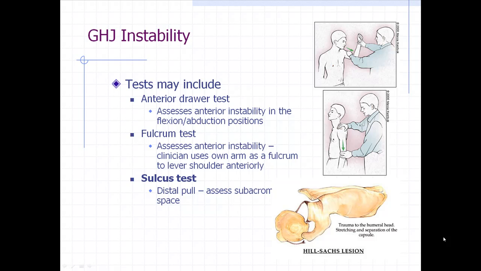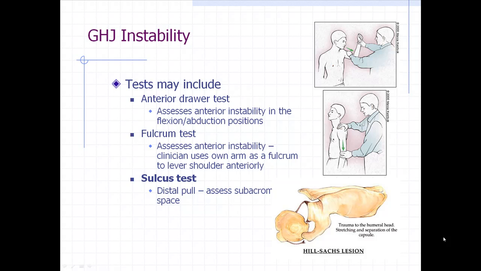An alternative to this is the fulcrum test, in which the subject lies supine. The clinician places one arm underneath the junction of the upper and middle thirds of the humerus, and that arm acts as a fulcrum point. Downward pressure is applied at the elbow, and what we see is the shoulder subluxes anteriorly.